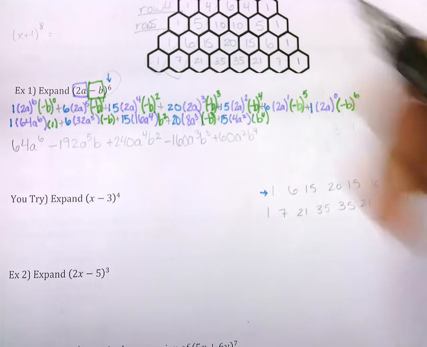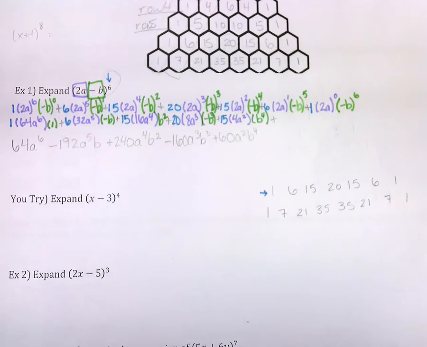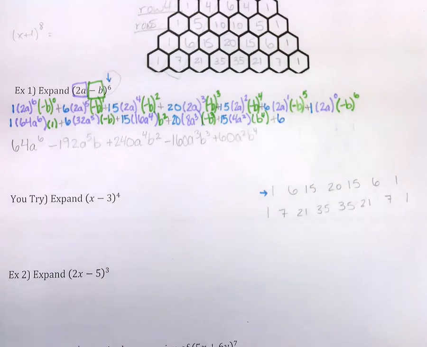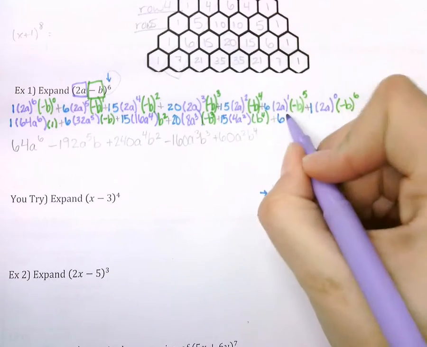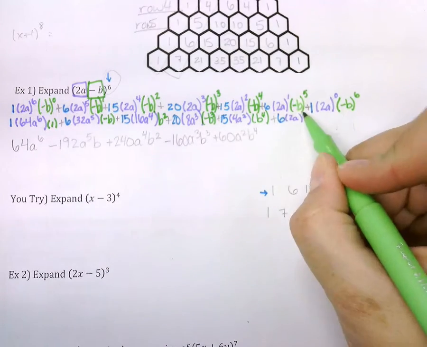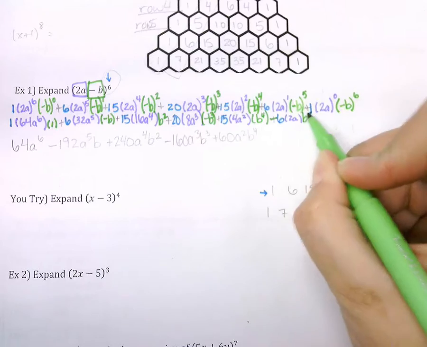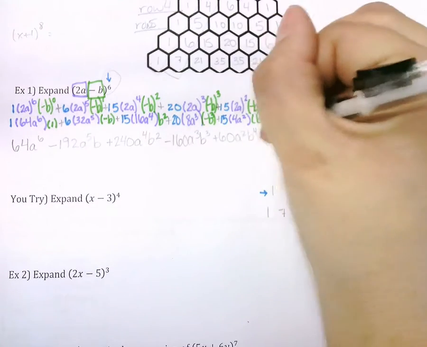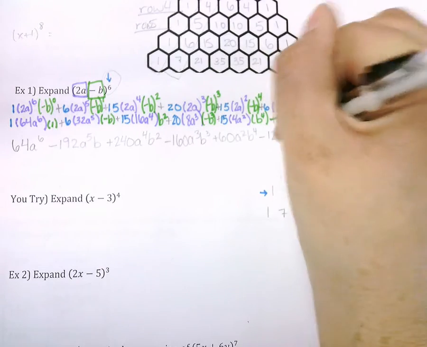Okay, then we got plus 6. 2a to the 1 we don't really have to do anything with. That's just going to be 2a. Is negative b to the 5th positive or negative? Negative. So this is going to be minus 12a b to the 5th.